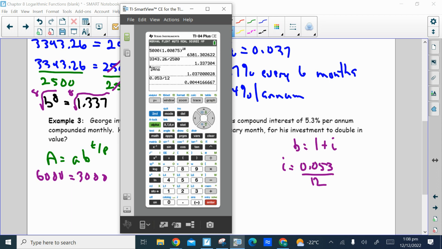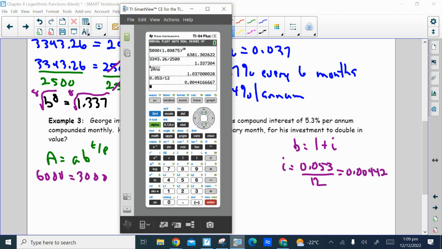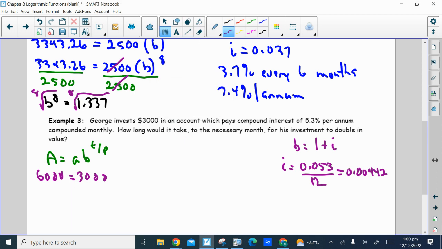So lots of decimals there. That's okay. We're going to keep them in our calculator, but we can write down 0.00442. Right, that's rounded. But remember, B is 1 plus I, so it'll be 1.00442 to the power T over P. In this case, we're trying to find out what T is. How long would it take for the necessary month for the investment to double in value? So remember, P is the growth period. It's being compounded monthly, which would be 12 times a year.